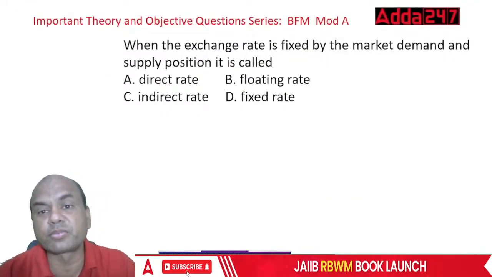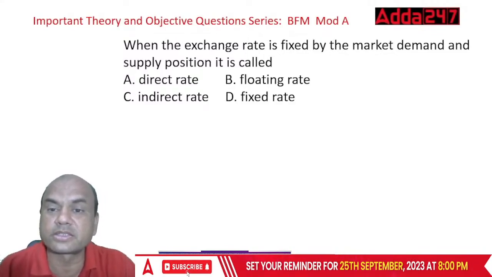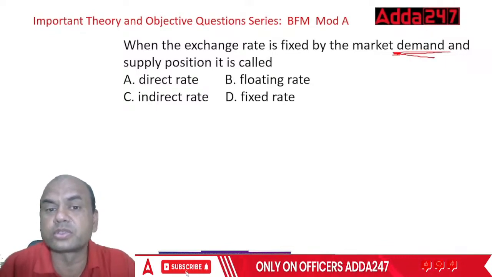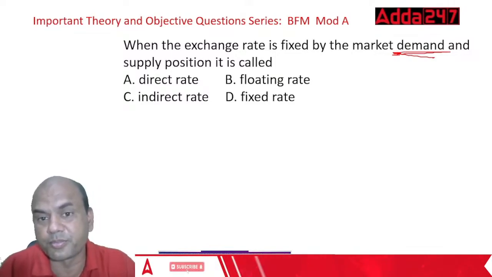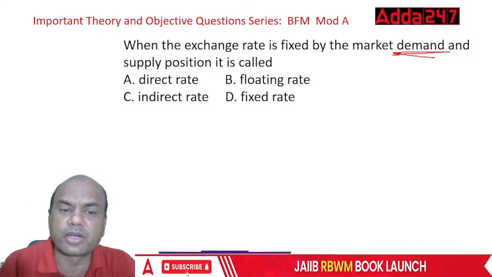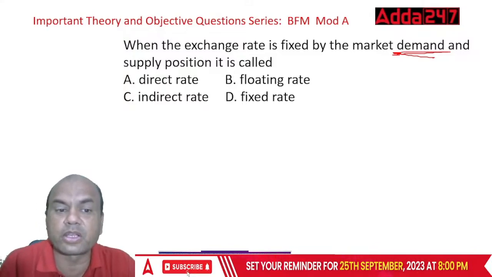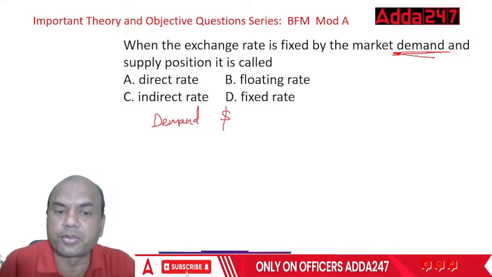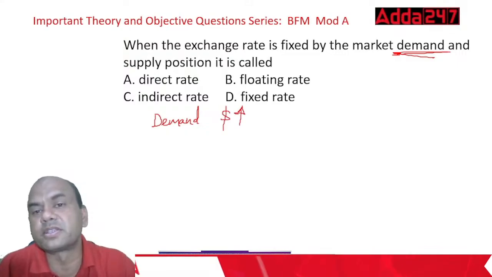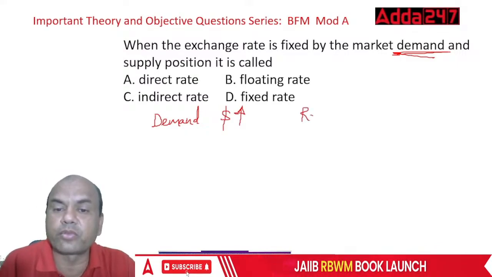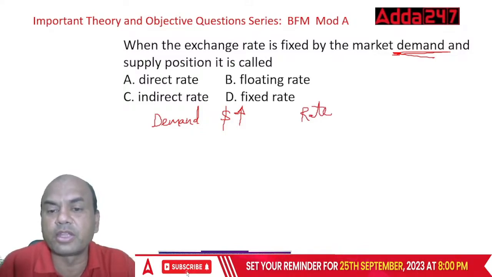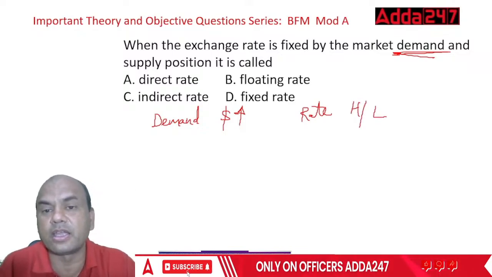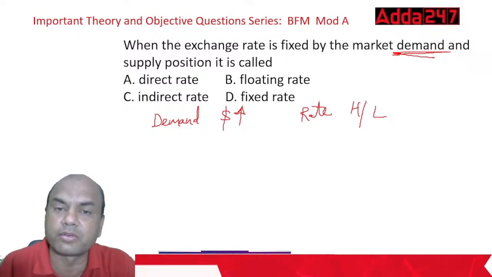When the exchange rate is fixed by the market demand and supply position, it is called the market demand and supply position. It means that if your demand is high, your rate goes high. If your supply is high, your rate goes low. Do you know this concept? Suppose the demand for dollar goes up. If it goes up, then what happens? Will the rate for dollar be high or low? Just type H or L. If the demand for dollar is high, will the rate for dollar be high or low?